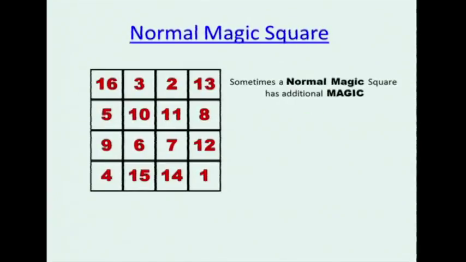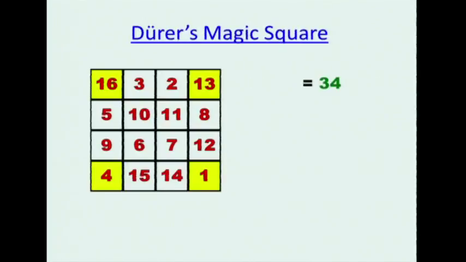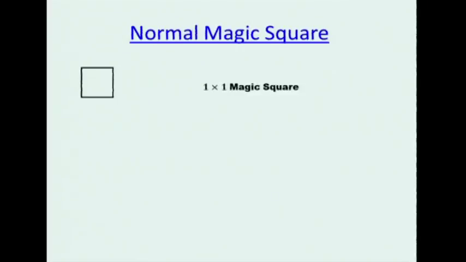Sometimes normal magic squares have additional magic, and in Durer's magic square, each of the corners adds up to 34. Each of the corner blocks adds up to 34, and the middle block adds up to 34. Durer did this in 1514, and I can guarantee you he did it without the use of a computer. So let's create our own magic square. That'd be fun, right? We're talking about magic squares. Let's make our own. This is a 1 by 1 magic square, and its magic number is 1.